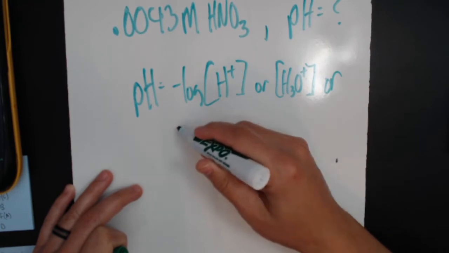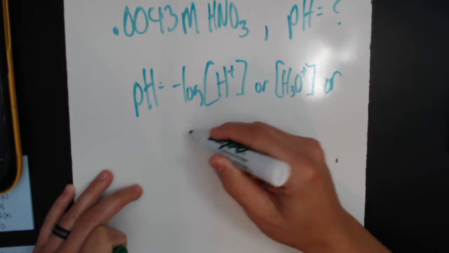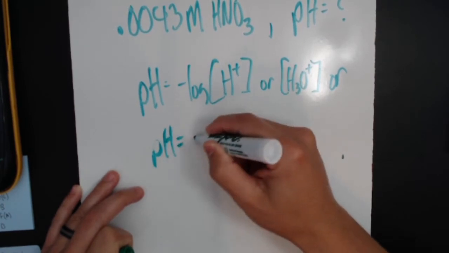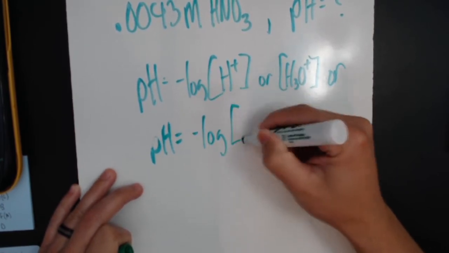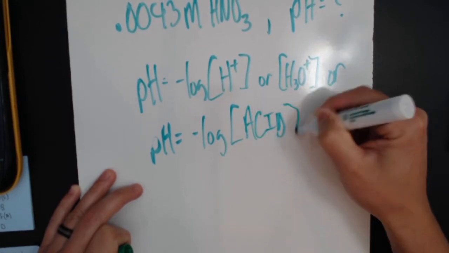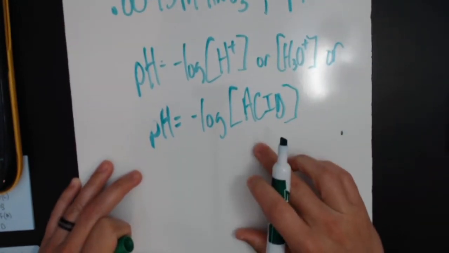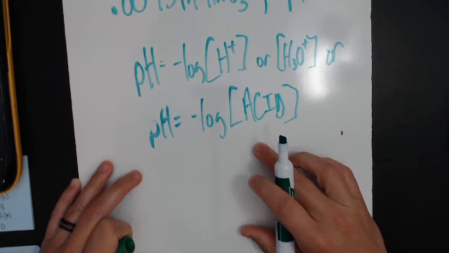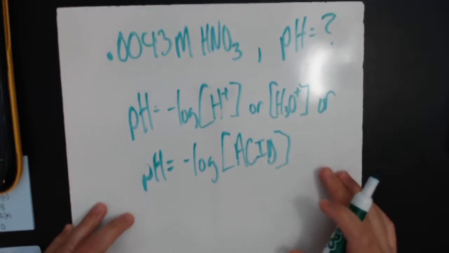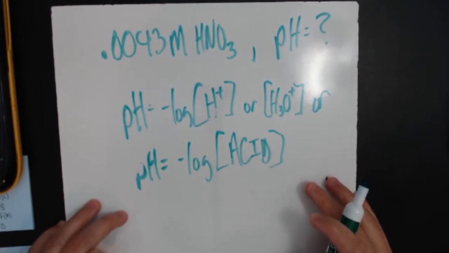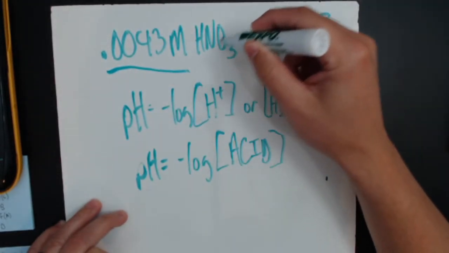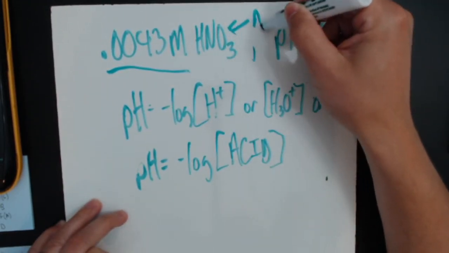So what we're really doing in this one is using the negative log of the concentration of a strong acid, because we're not given the H plus concentration, we're given the molarity of an acid. But remember, these three things are all essentially the same. So here, 0.0043 molar, this is the concentration of a strong acid.